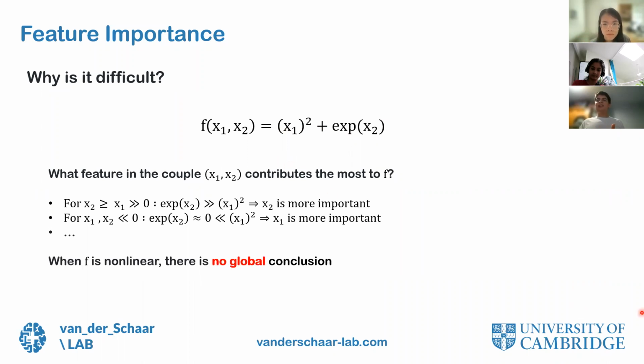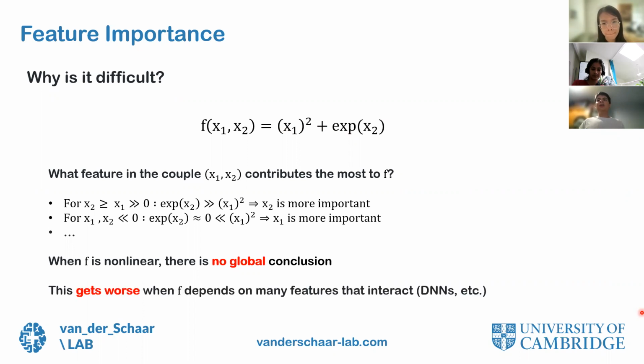What this very simple example shows you is that when you deal with nonlinear functions like this, you might be unable to draw global conclusions in terms of feature importance. You might have to solve these problems in a case-by-case fashion. Now here, we have a very simple function of 2 inputs, but I guess that you can imagine that things get much worse when you have more features and when you make these features interact with each other, as it is typically the case in a deep neural network. So this problem indeed seems complicated. How can we solve it?